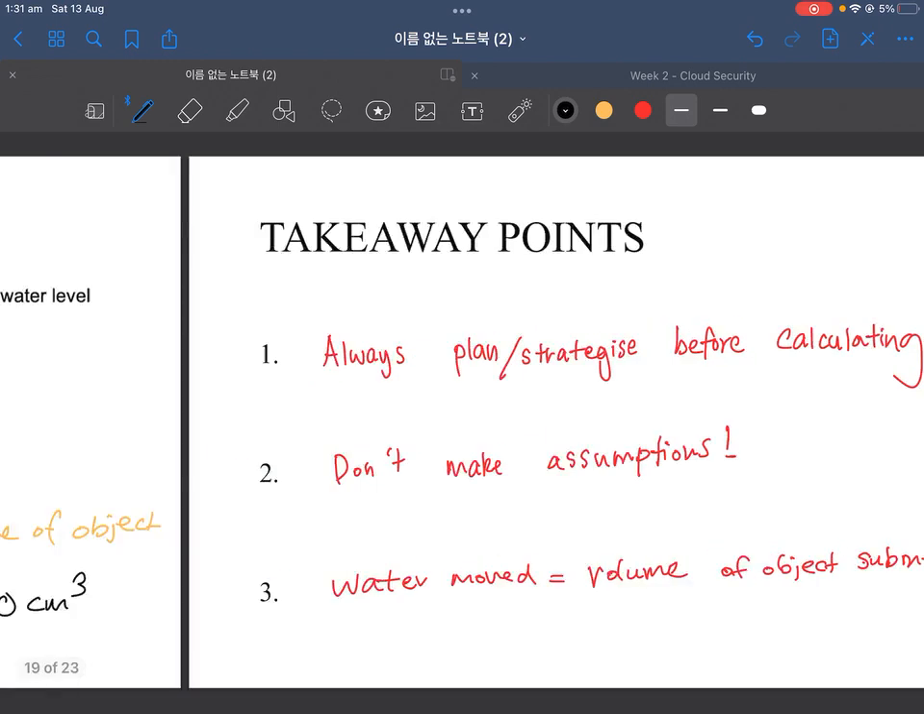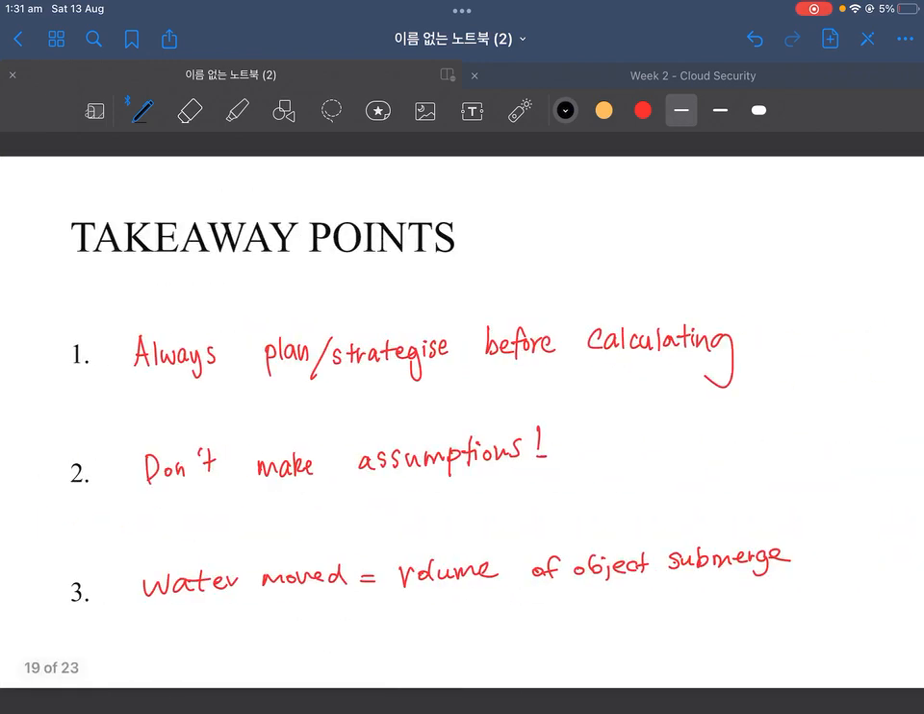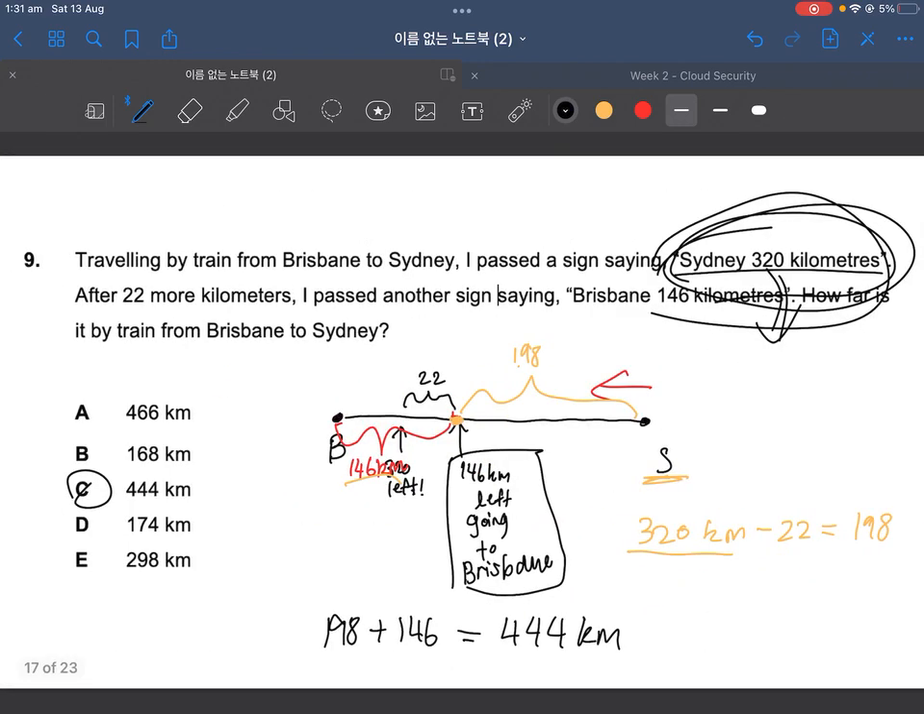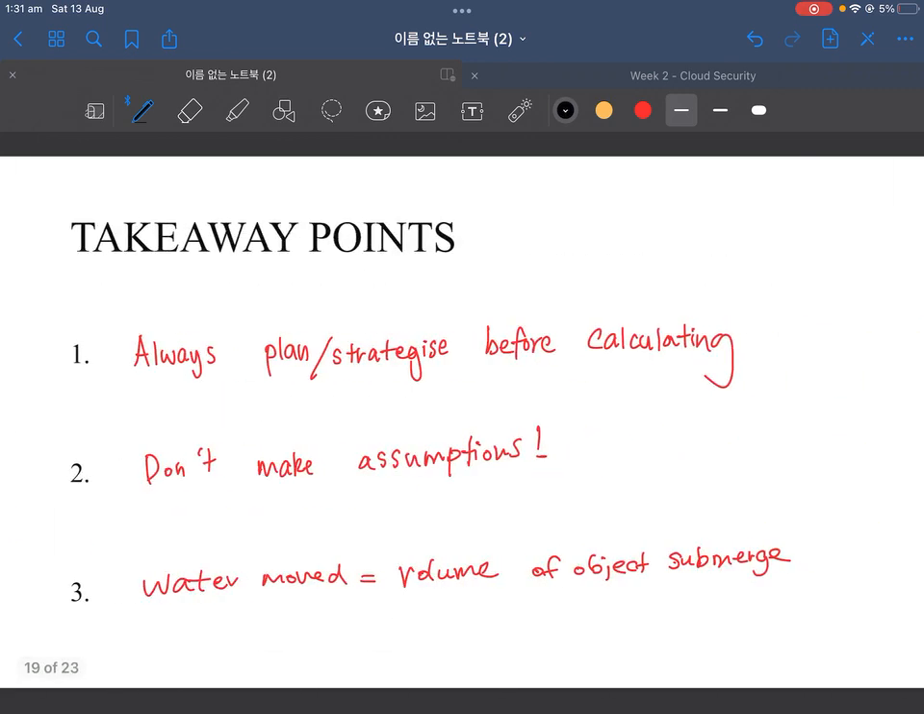So question number 2, don't make assumptions. As you know, I'm going to address this question here. The assumption here was that this sign was shown at the beginning of the trip, but it wasn't. We actually don't know where the sign is placed. So with that assumption, we can't get anywhere to solve the question. So that's why I say don't make assumptions in the question, and rely on only facts that you know to be true.